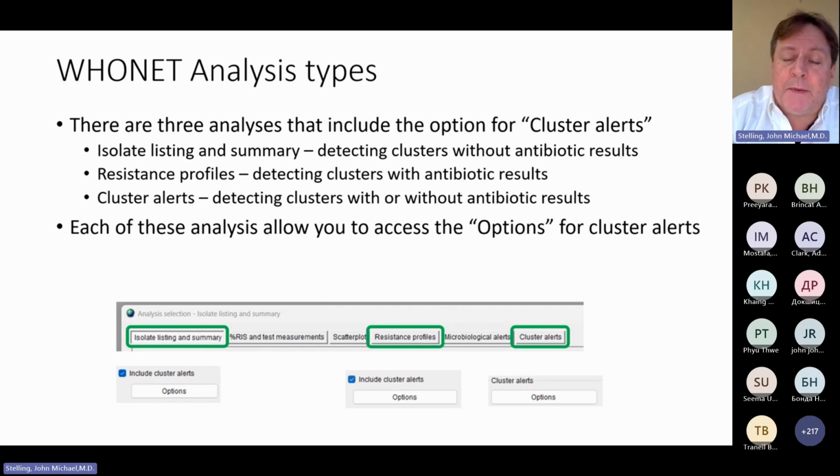And you can see these 3 options highlighted in green at the bottom of the screen. Each of these analyses allows you to access the options for cluster alerts. So I will focus on isolate listing and summary, resistance profiles, and cluster alerts, and I will not show you the options yet. I will just use the normal default options, and then after that, we will come back and discuss the options in greater detail.